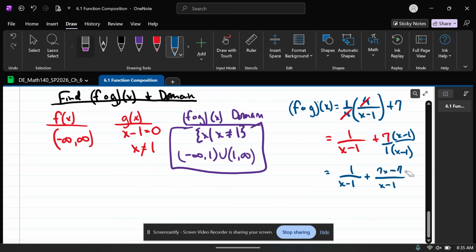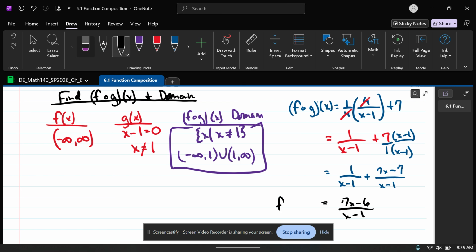The 7 over there looks stupid. Let's fix it. Still doesn't look great, but that's okay. Now, when we put those together, how do you add fractions? What do you do once the denominator is the same? Add the tops. 1 plus 7x minus 7 is going to be 7x minus 6, right? And there is our composite function, like they want it.